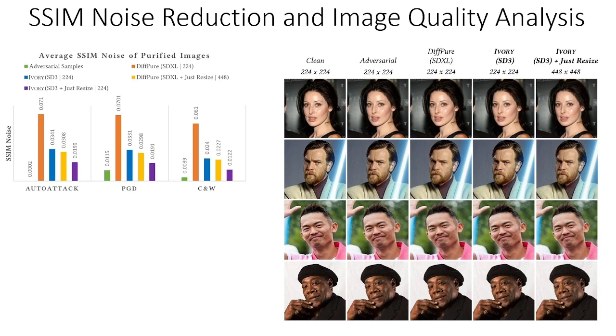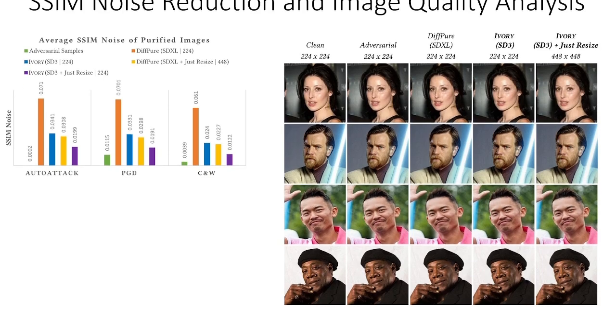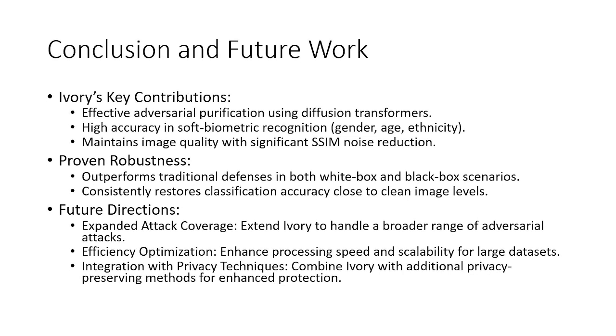These results highlight Ivory's capacity for high-quality purification, making it not only an effective adversarial defense but also a method that maintains the visual integrity of images. This balance of security and quality is crucial in applications like facial recognition, where both factors are paramount. In conclusion, our work on Ivory has shown that diffusion transformers can be highly effective for adversarial purification, setting a new standard for recovering soft biometric accuracy while maintaining image quality.